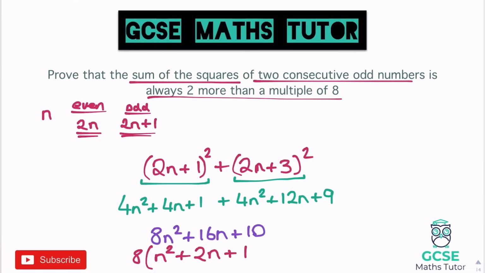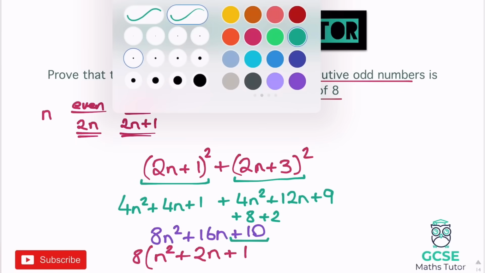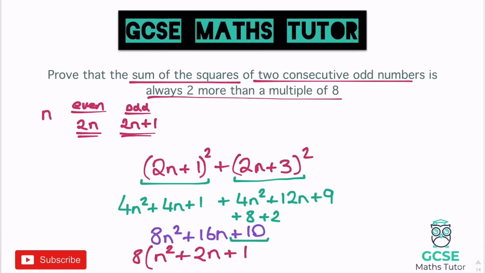So if I split this number up, and you can do it like this or think of it as a remainder, if I was to write plus 8 plus 2 instead of plus 10, the 8 would divide by 8, giving me this plus 1, and then I would still have this plus 2 at the end that I've not factorised. And that there proves it. It proves that it's always 2 more than a multiple of 8.